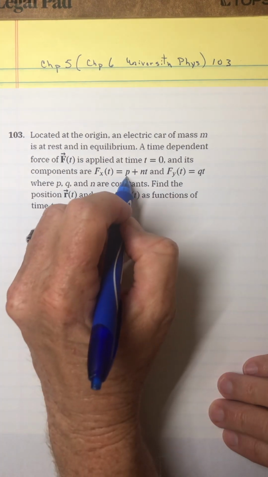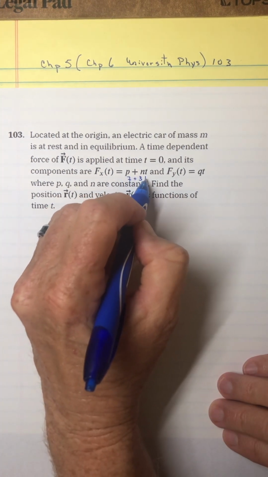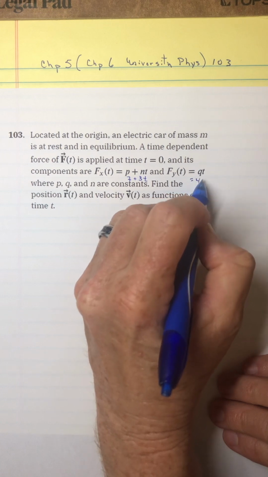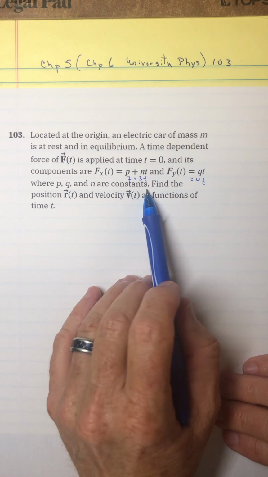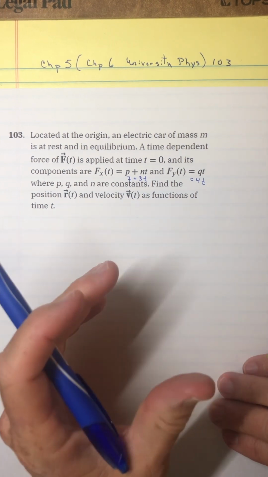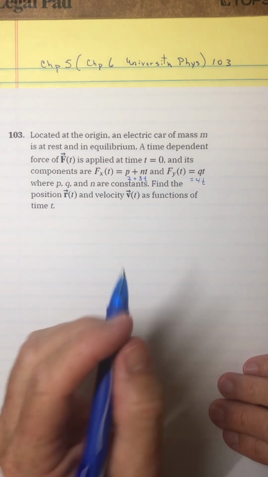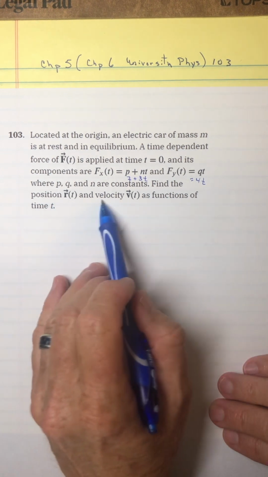This could be like 7 plus 3t, and then this could be like 4t. But we don't really know what those are. And so we're just going to treat them like constants. And so this would be more of an abstract answer than a numerical answer. But it says find the position and the velocities.